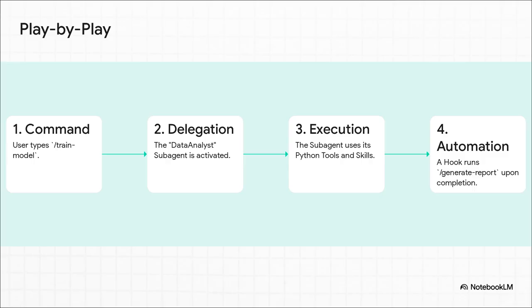Okay, here's the play-by-play. First, the user gives a really simple order with a custom command, /train model. Now that command doesn't just go to some generic AI. It delegates the job to the specialist, the data analyst subagent. That subagent then uses its specific Python tools and its model training skills to do all the heavy lifting. And then finally, once it's done, a hook automatically fires, triggering a completely different command to generate a summary report.